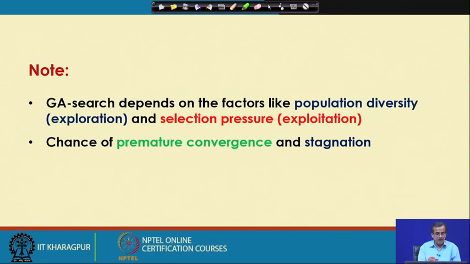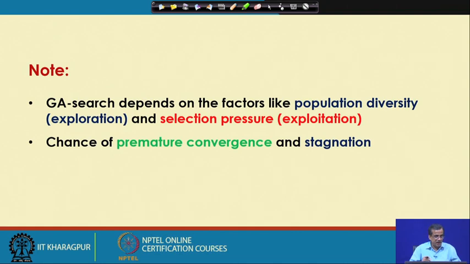Now, if we want to ensure a very efficient GA search, there should be a proper balance between population diversity and selection pressure, so that there is no premature convergence. At the same time, stagnation is also not welcome. Now, how do we set this, or how do we remove the problem of premature convergence?